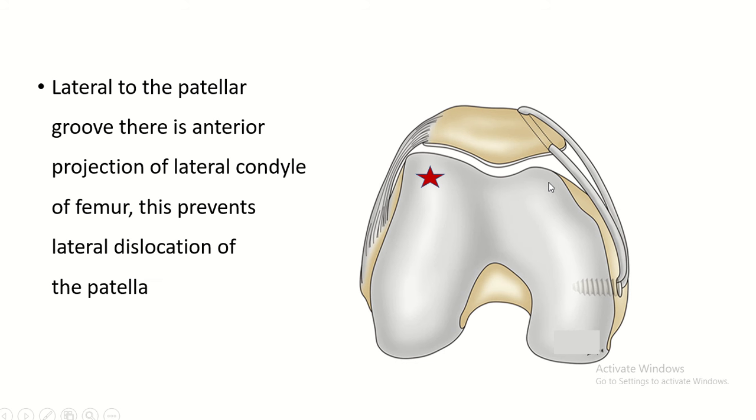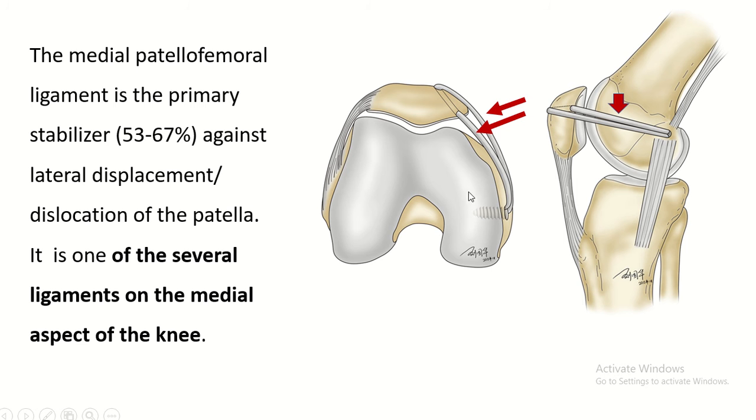How is lateral displacement of the patella prevented? Number 1 point. This is the condyle of the femur. This is the medial condyle, this is the lateral condyle. The anterior portion of the lateral femoral condyle is more expanded and projected anteriorly, and this prevents the patella from dislocating laterally. Number 2, the medial patello-femoral ligament.